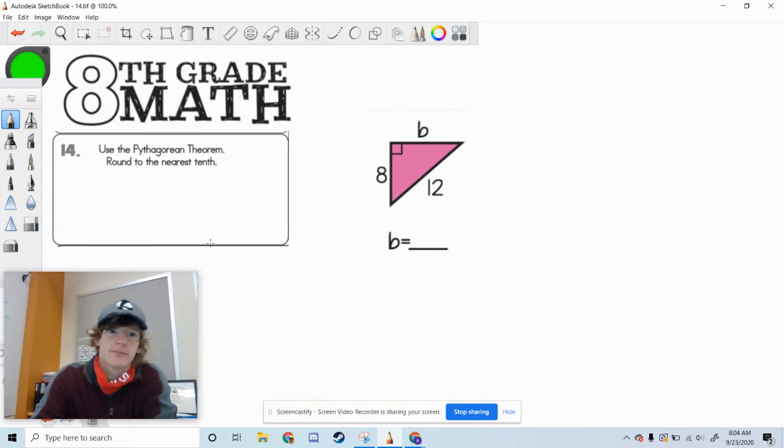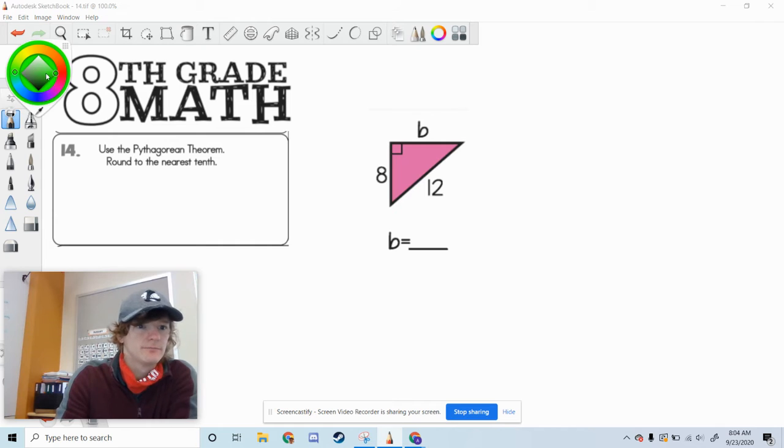Number 14, use the Pythagorean theorem, round to the nearest tenth. This is a theorem. This is a math formula. This is something that was invented by a guy named Pythagoras, like 2,000 years ago. Not that long ago, but a very, very long time ago.